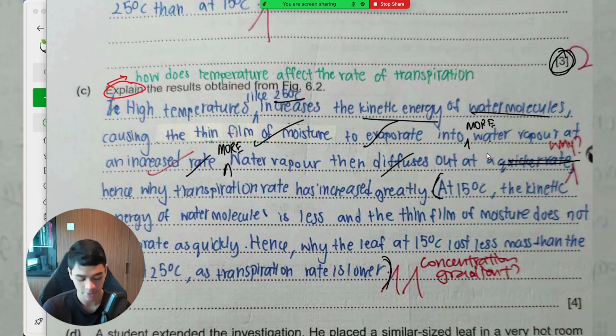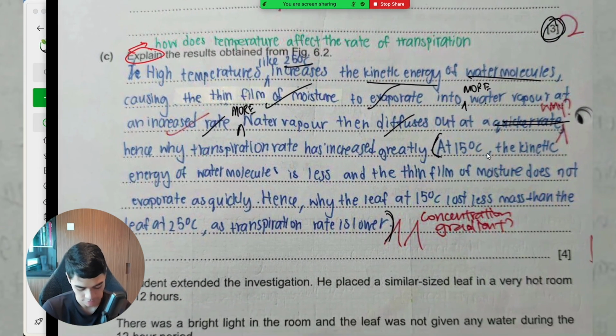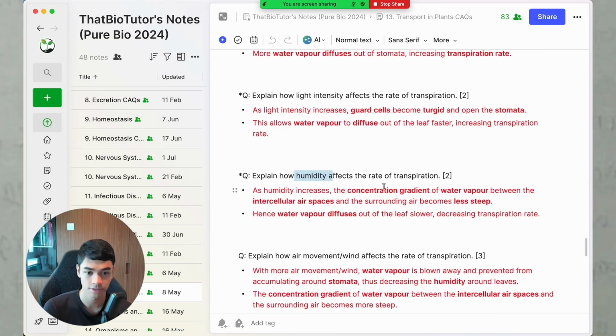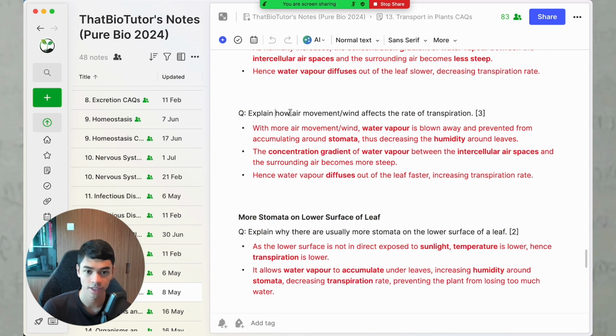Okay, so there's something I don't agree with the teacher who marked it, right? Which is concentration gradient, not the crux of the explanation. The crux of the explanation should be about evaporating faster, which was already there. Instead, concentration gradient is for humidity-related questions. So let me show you. Humidity affecting transpiration, then we talk about concentration gradient is less steep or whatever. And for this one, air movement or wind, that affects humidity, and therefore we talk about concentration gradient again.